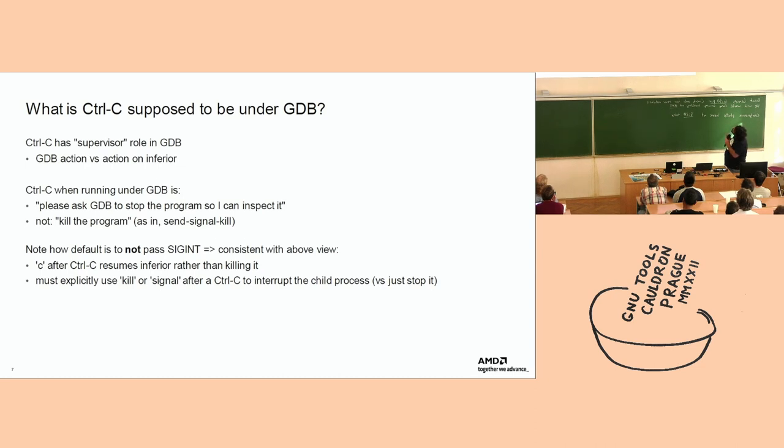So what is Ctrl-C supposed to be under GDB? I put this slide up because there was a little bit of a disagreement on this on the mailing list. This is my view, and so my view is that Ctrl-C has kind of a supervisor role in GDB, and the user thinks of Ctrl-C as meaning stop or pause the program. I mean, the user doesn't really think about sending a SIGINT to the process.